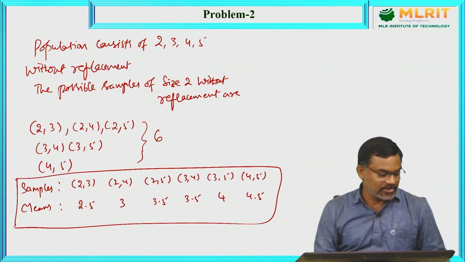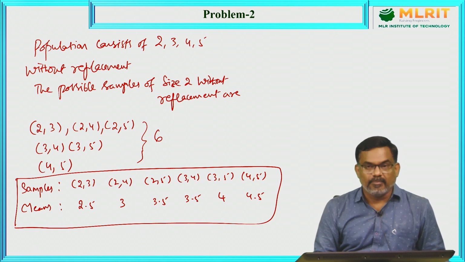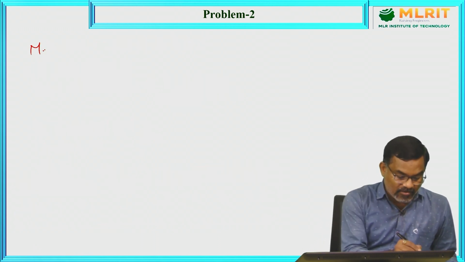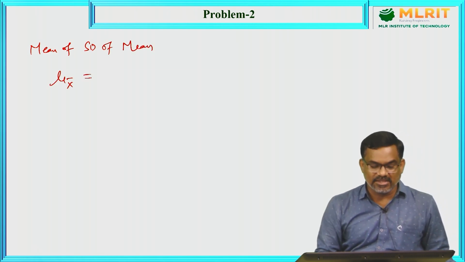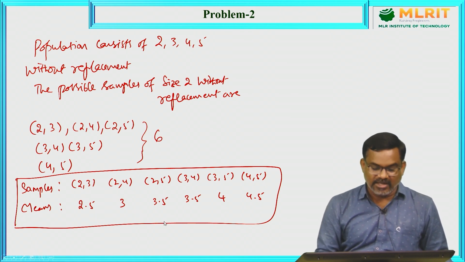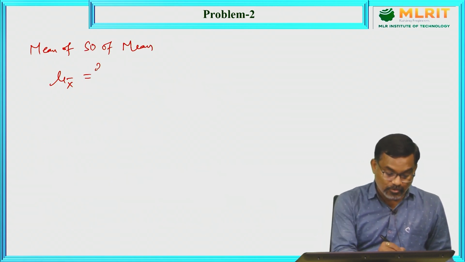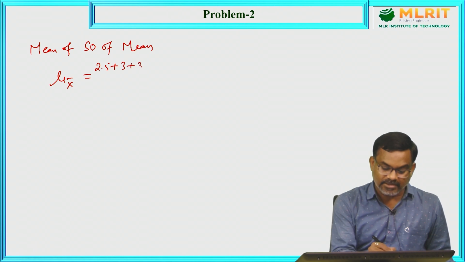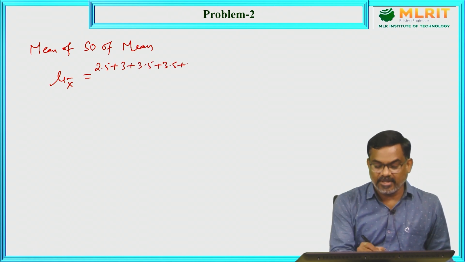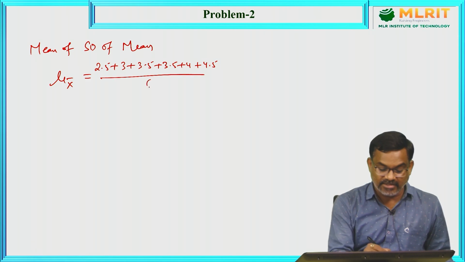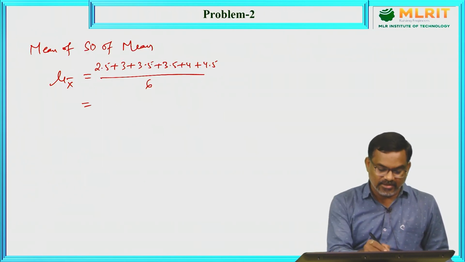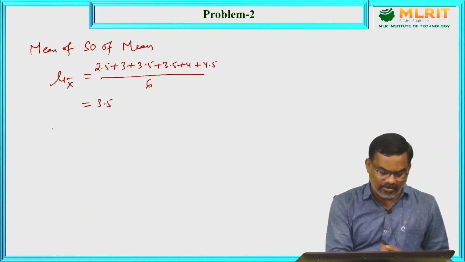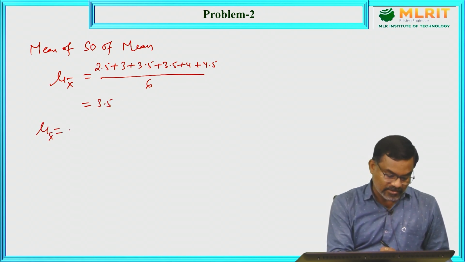Now for this sampling distribution of means, we need to find the mean again. So the mean of the sampling distribution of means, mu x bar. For all these 6 means, again we need to calculate the mean. So 2.5 plus 3 plus 3.5, again 3.5 plus 4 plus 4.5 divided by 6. We know that in both cases mu x bar will be the actual mean. So after finding this value, you will get 3.5 and mu x bar is equal to mu itself.